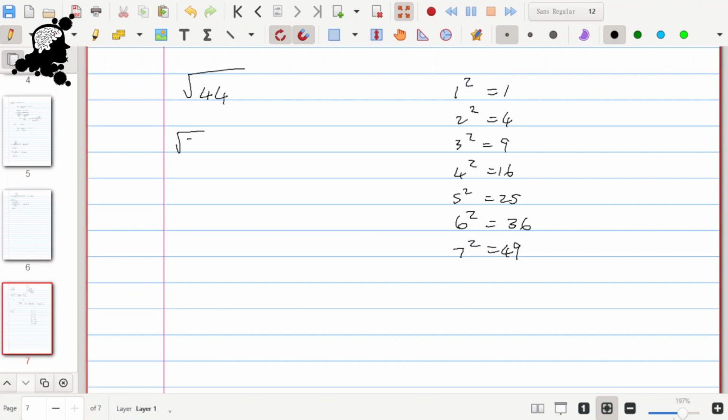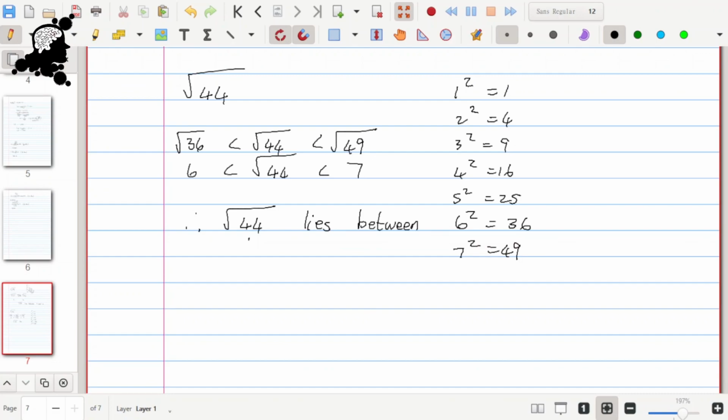So I could say the square root of 36 is less than the square root of 44, which is less than the square root of 49. The square root of 36 is 6, which is less than the square root of 44, which is less than the square root of 49, which is 7. I could say, therefore, the square root of 44 lies between 6 and 7. There we have it. Life is great.